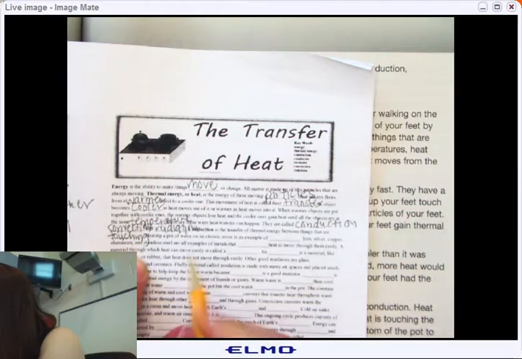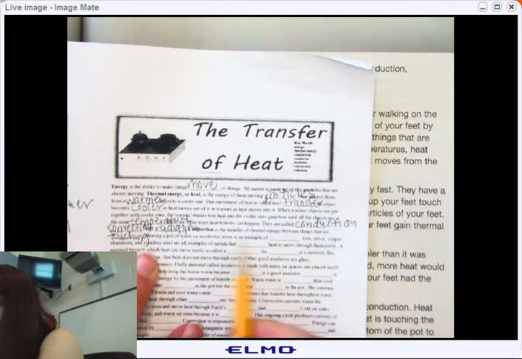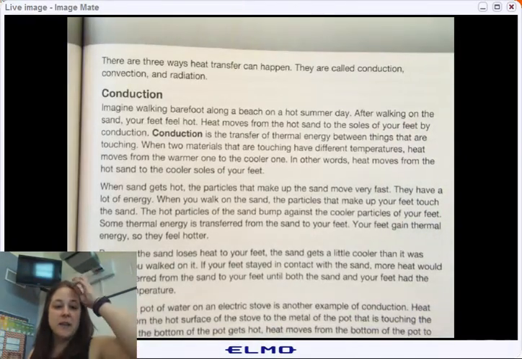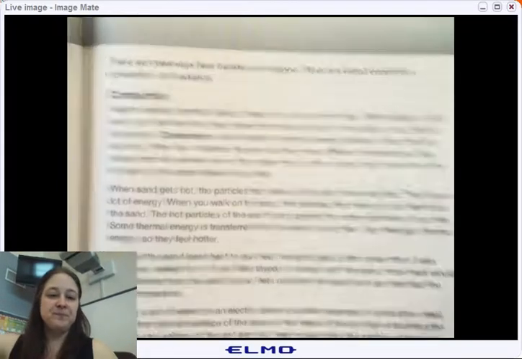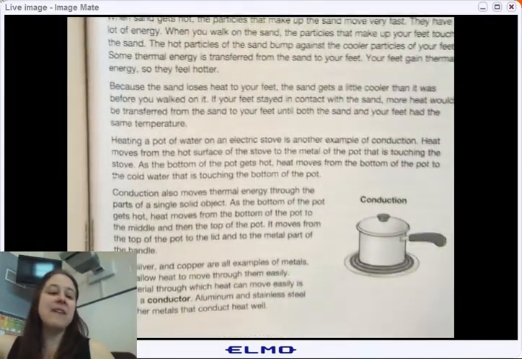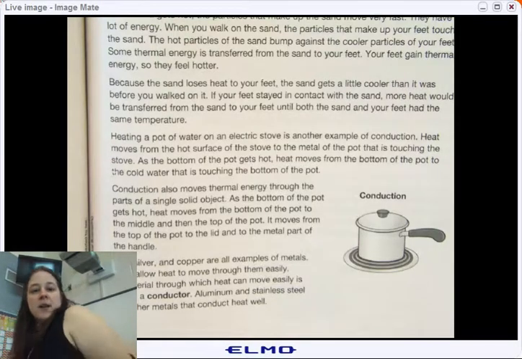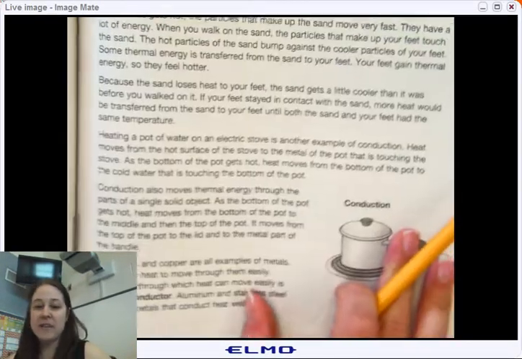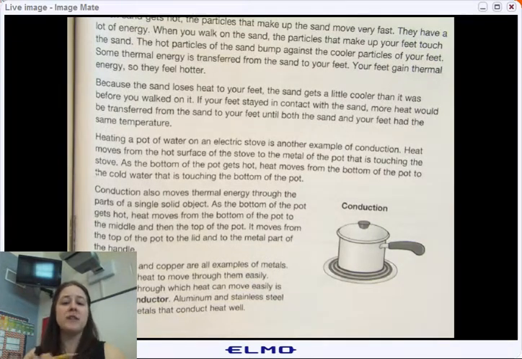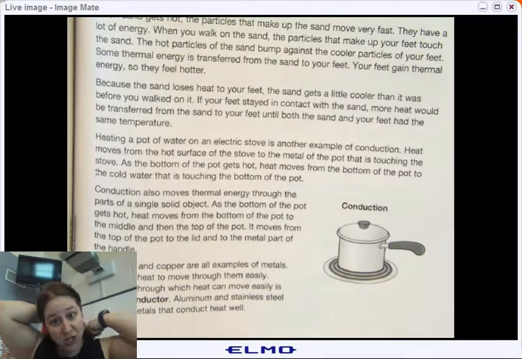Heating a pot of water on an electric stove, an example of, we have not gotten to that part right there. We've talked about the beach, which is one of Miss Hines' favorite places to be. Right here, we're at the heating part. Heating a pot of water on an electric stove is another example of conduction.